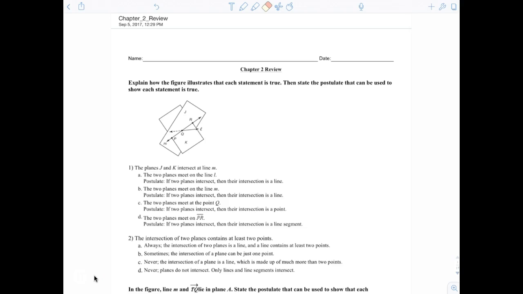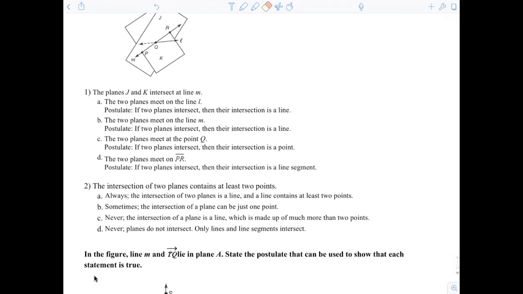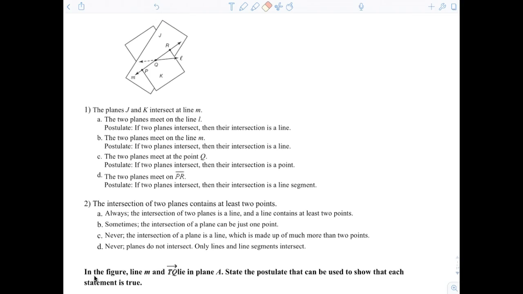It says, explain how the figure illustrates that each statement is true, then state the postulate that can be used to show that each statement is true. It says, first of all, that planes J and K intersect at line M. All right, two planes always intersect to form a what? Line. To form a line. All right, so what do we have? What's the solution?